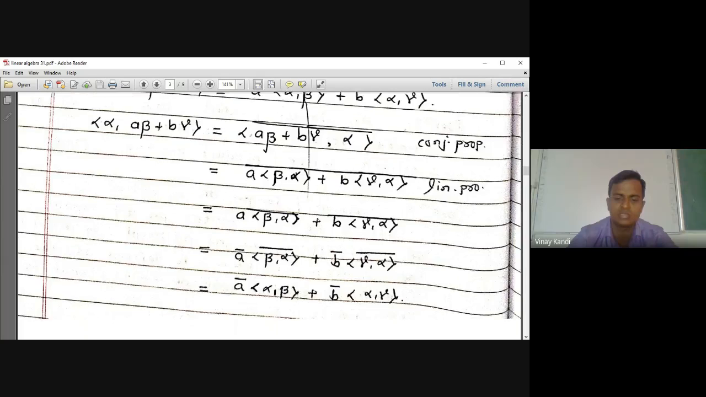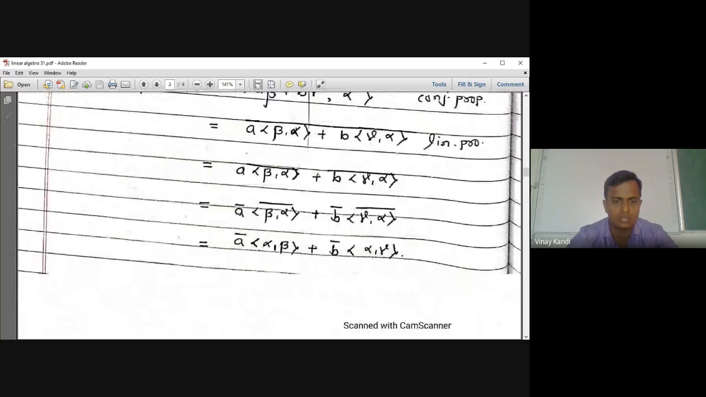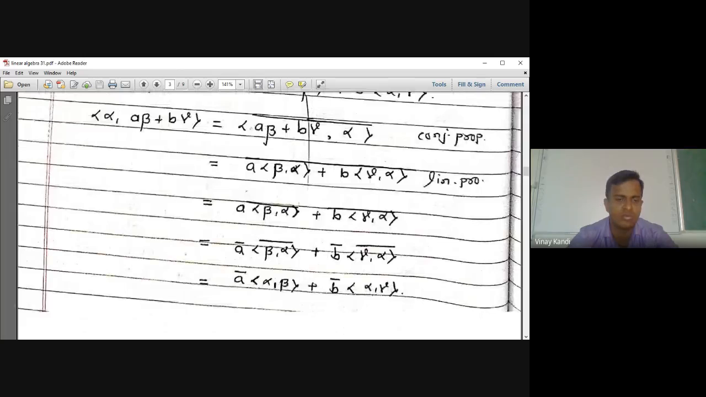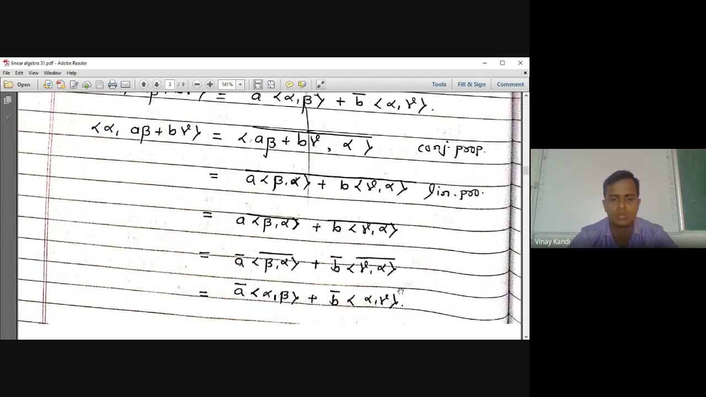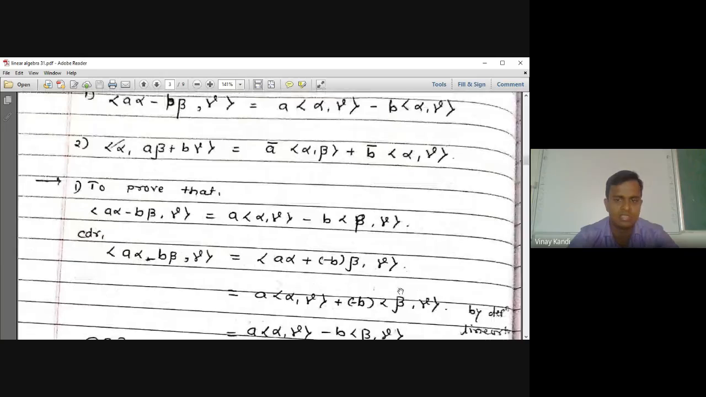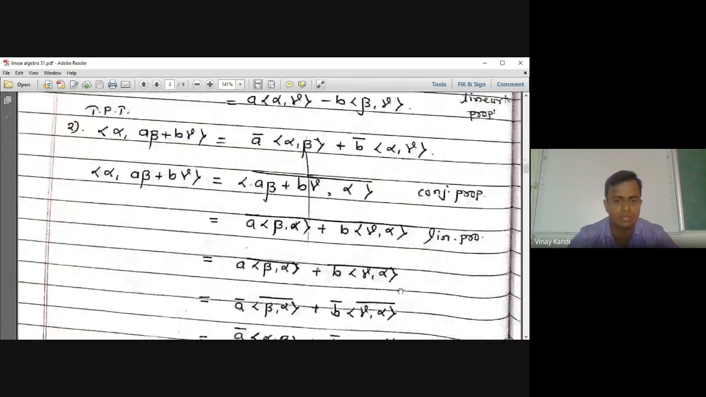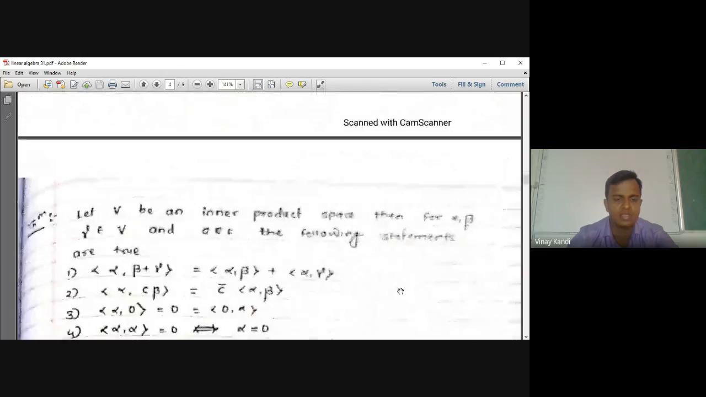Okay. In the next, hence, this is the proof of the above theorem. Now, the second theorem.